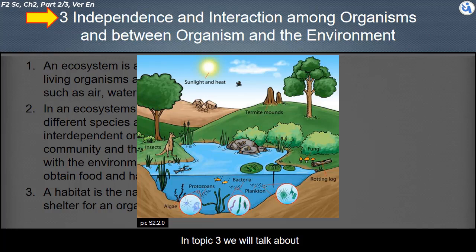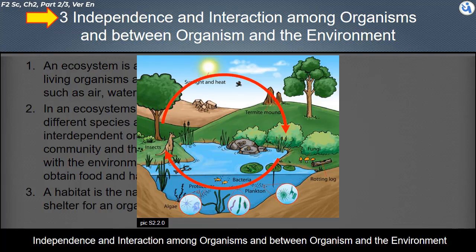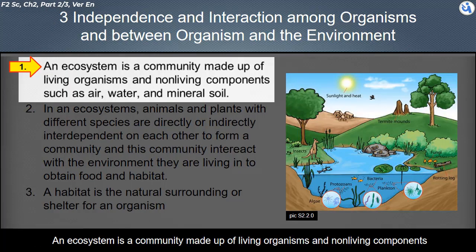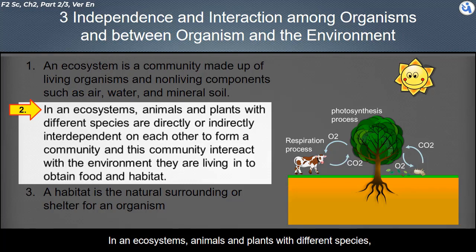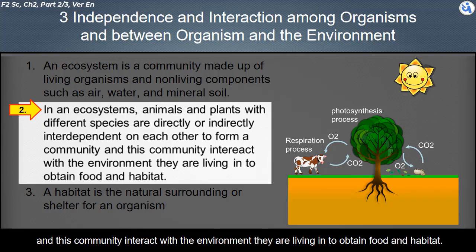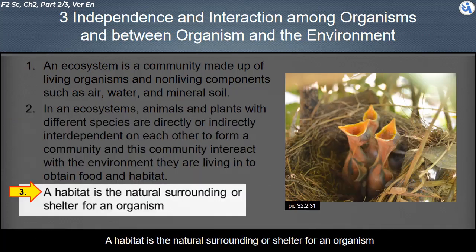In Topic 3, we will talk about interdependence and interaction among organisms, and between organisms and the environment. An ecosystem is a community made up of living organisms and non-living components, such as air, water, and mineral soil. In an ecosystem, animals and plants of different species are directly or indirectly interdependent on each other to form a community. And this community interacts with the environment they are living in, to obtain food and habitat. A habitat is the natural surrounding, or shelter, for an organism.